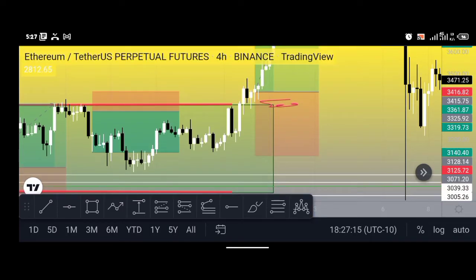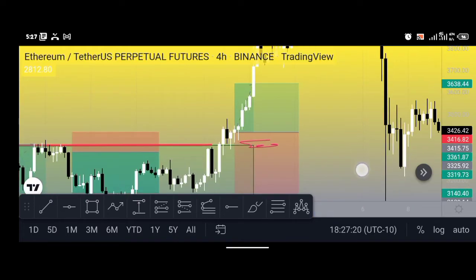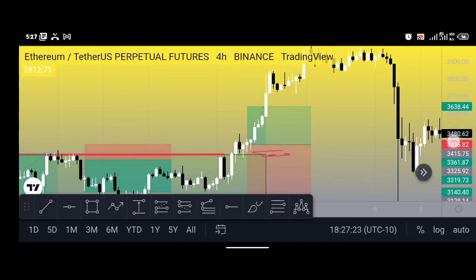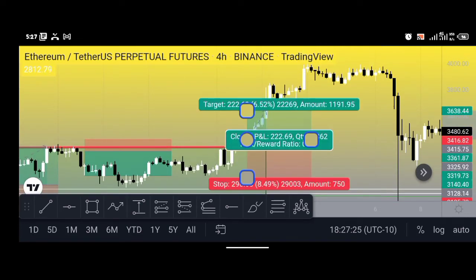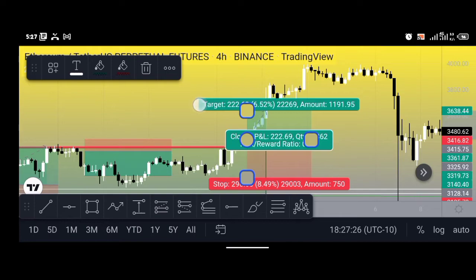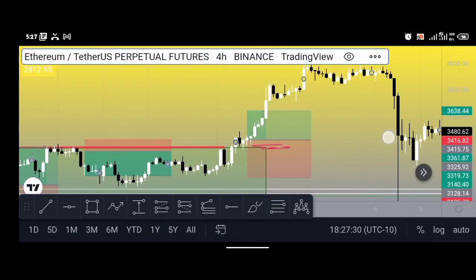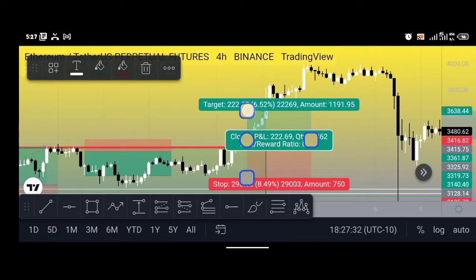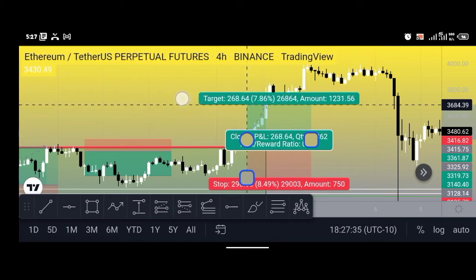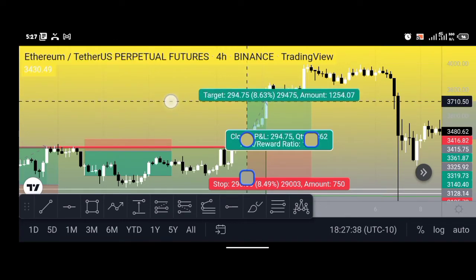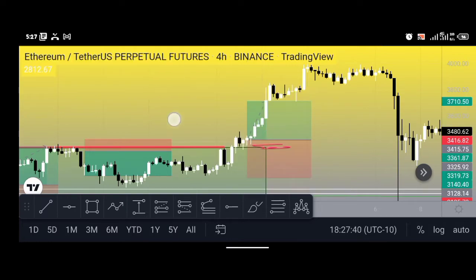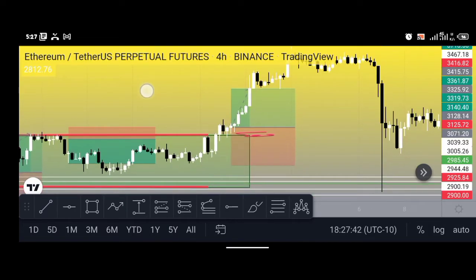That is how many percent? 8%. 8% is your 8% here. You see the price hit your target. This is how you will make your money, by disciplining yourself. Don't be greedy in the market.